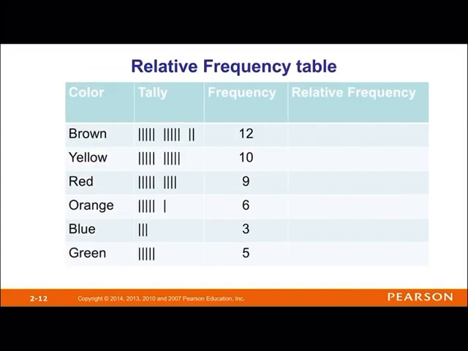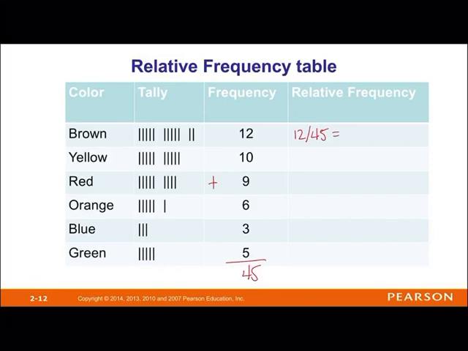And now we're going to convert that to a relative frequency. So again, you're taking your frequencies and you're adding them all together straight down this column. And when you add straight down, you should get an answer of 45. So to find the relative frequency, you're going to take your 12 and divide it by 45.